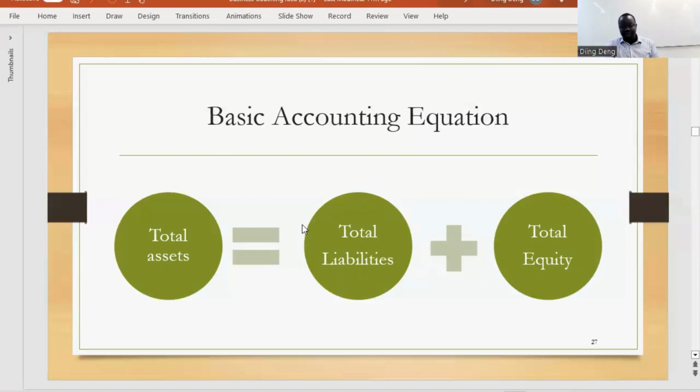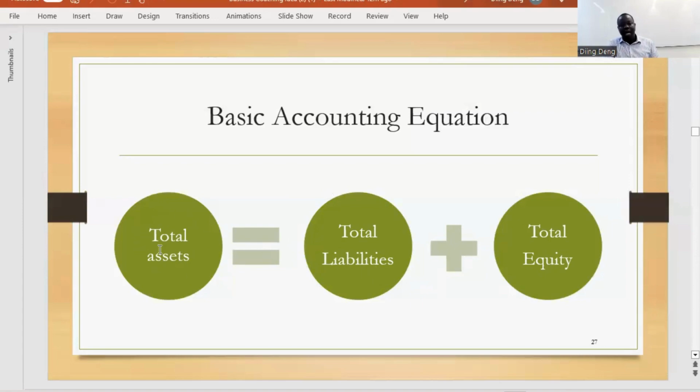If you have a missing figure, for example, this figure is unknown and you know this figure, what you will do is subtract this figure from here to get this. The same if you know this figure and you don't know this, what you will do is subtract this figure from here to get this. And this is an equation. All you have on your right-hand side must be equal to what you have on the left-hand side of the equation. And this is the balance sheet.